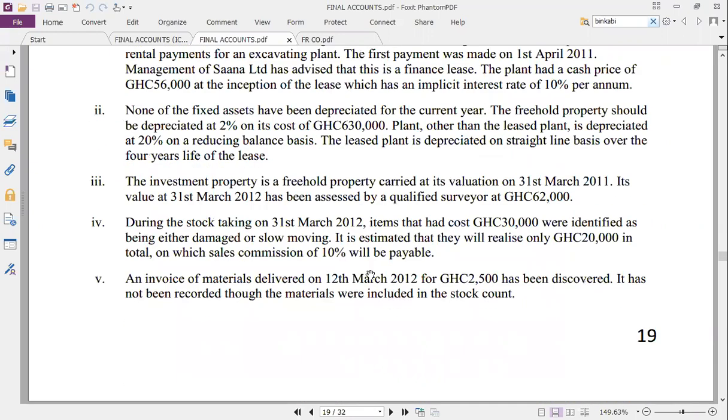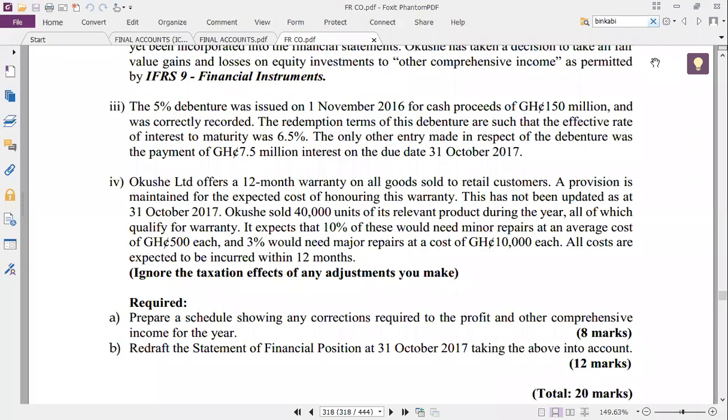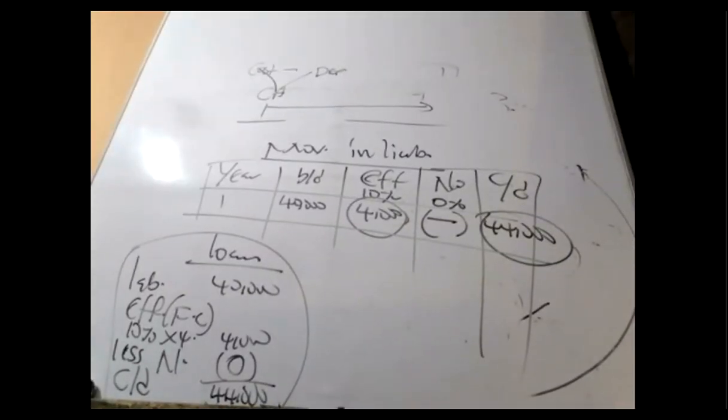Let's go straight to the requirement. Prepare a revised income surplus account for the year ended. So in that section, they will ask us to prepare a revised income surplus account. Good. Now let's continue with the question. So prepare a revised income statement. In that case, do it this way. Revised, that's the income surplus. Either we are given the opening balance, if not, just pick the closing balance.